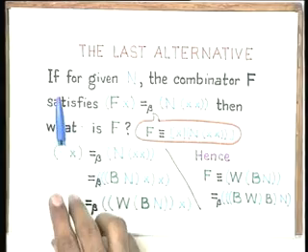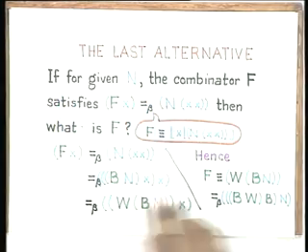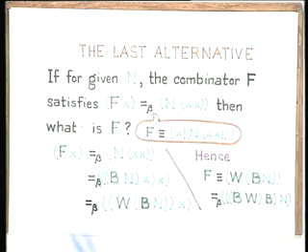For example, I can take this combinator F. I can ask, if for a given n the combinator F satisfies this beta equality, then what is F? Well, there is one way of looking at F. I'll just say that F is this combinator, one of the most natural things. But then I decide I don't want this horrible thing. I'll look for something else. I'll look for a property.